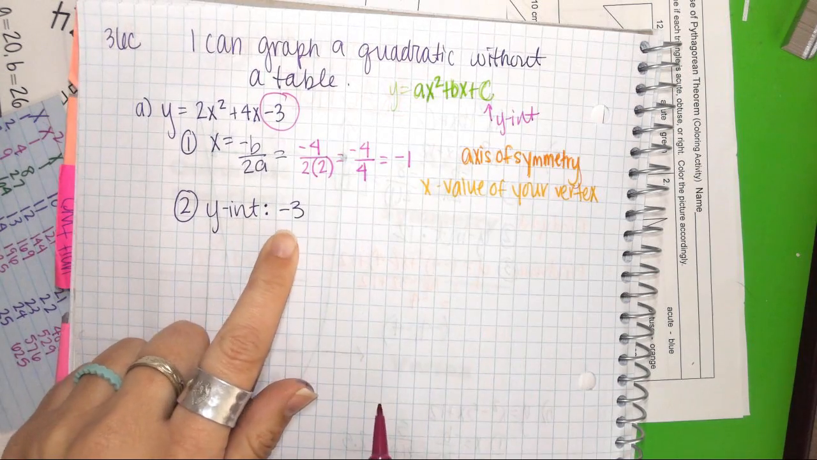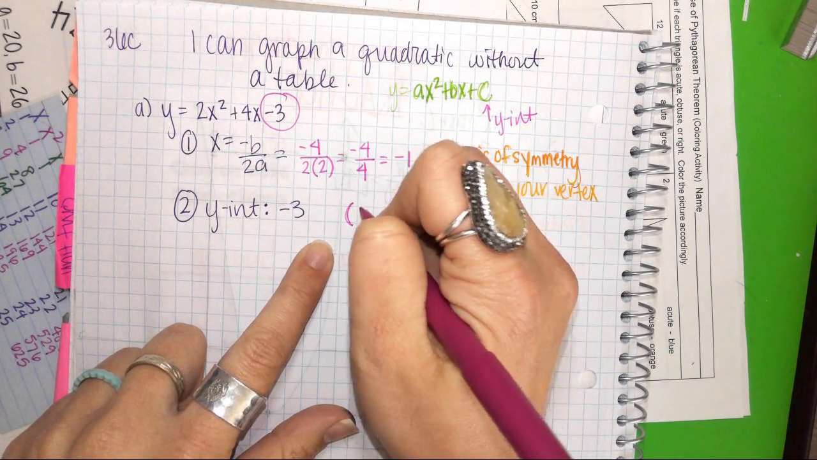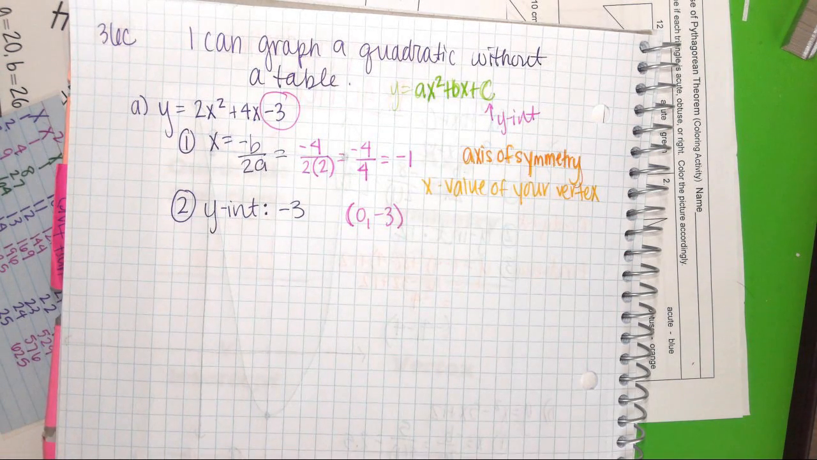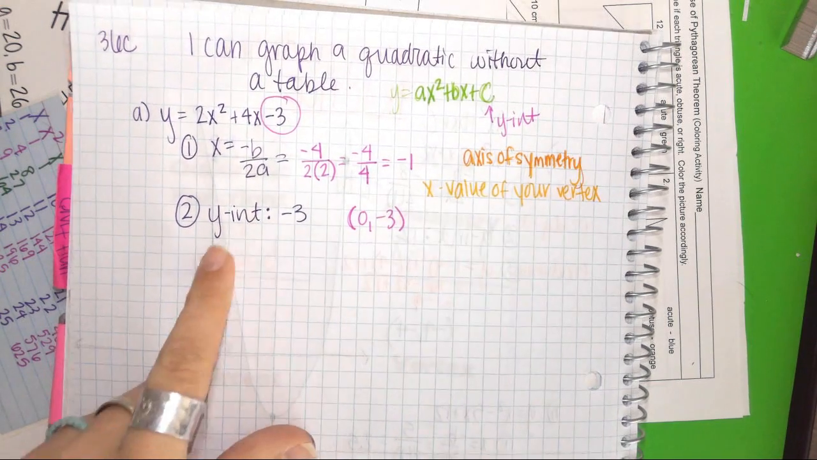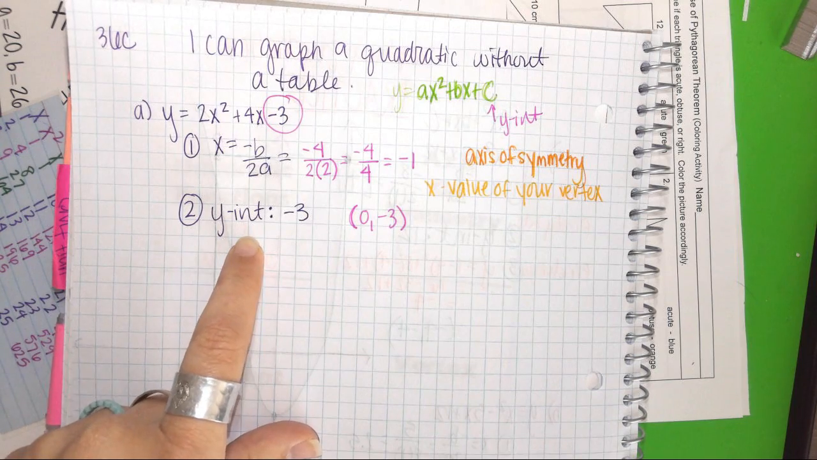And what is the coordinate for our y-intercept? It's not just -3. What's our x value? No, guys. It's 0, -3. Because it's your y-intercept. So you're moving up on the y-axis. So it's 0. No, this is the x value of our vertex. This is not our vertex, is it? What is this? 2 different points.